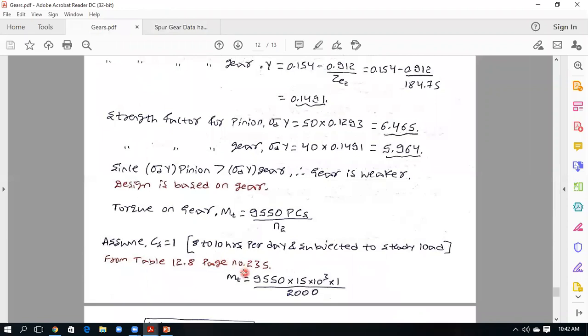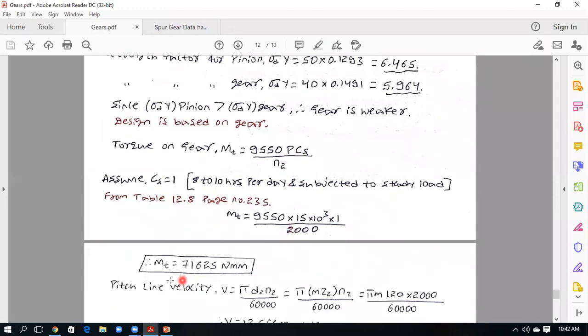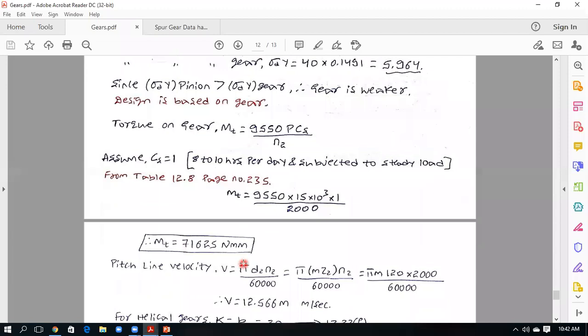Now substitute that in the above equation. Power is given, it is 15 kilowatt, 15 into 10 raised to 3. Service factor is equal to 1, and N2 is calculated, it is 2000. Substitute that, and you are going to get the torque. It is 71,625 Newton mm.